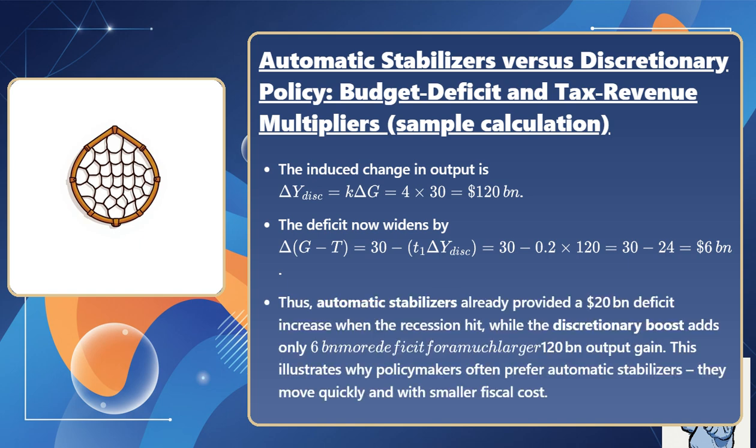Thus, automatic stabilizers already provided a $20 billion deficit increase when the recession hit, while the discretionary boost adds only $6 billion more deficit for a much larger $120 billion output gain. This illustrates why policymakers often prefer automatic stabilizers. They move quickly and with smaller fiscal cost.